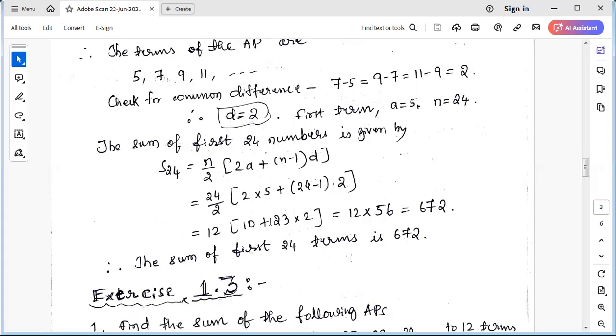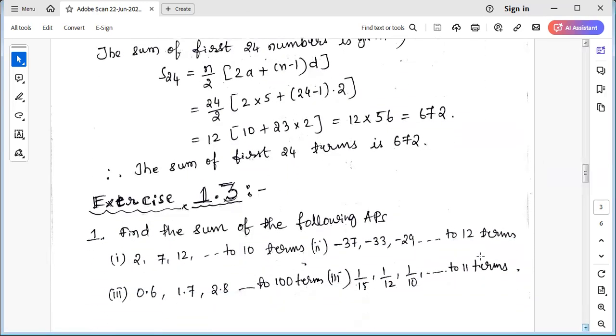This is equal to 12 into (23 into 2 is 46), 46 plus 10 is 56. So it is 12 into 56. 12 into 56 is 672. So that means the sum of the first 24 terms is 672. So the problem is solved.